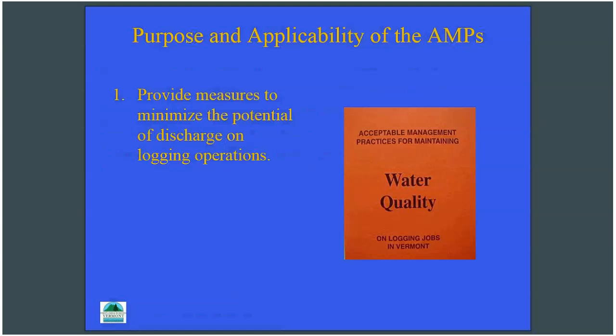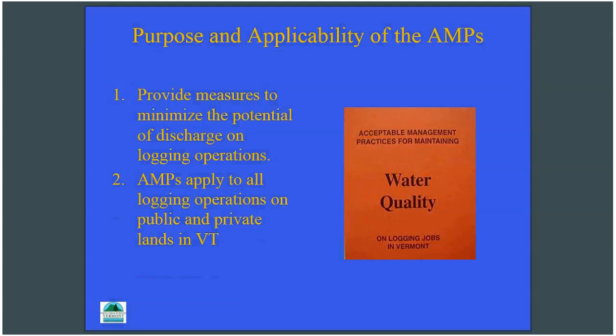The purpose of the AMPs is to provide measures for loggers, foresters, and landowners to utilize before, during, and after logging operations to comply with Vermont's water quality standards and state water quality statutes to minimize potential for discharge.